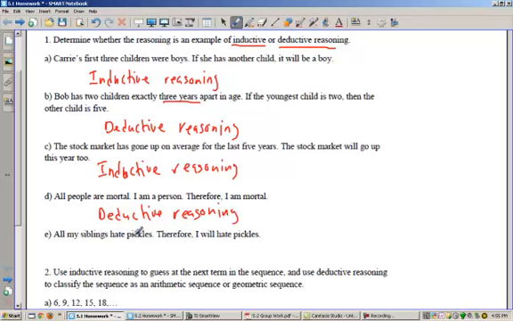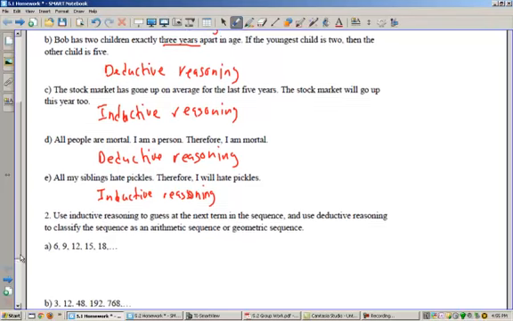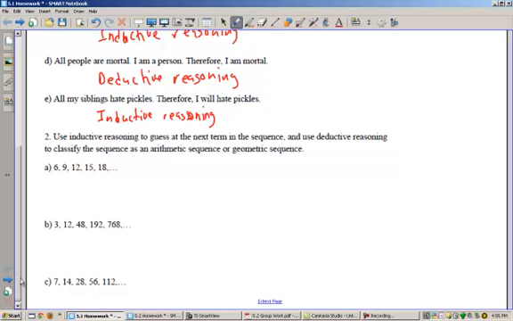And finally, part E, all my siblings hate pickles, therefore I will hate pickles. So this is actually an example of inductive reasoning. Again, just because everybody in your family hates something does not mean you're going to hate it too. And so again, you're going from these specific cases, your siblings, and you're concluding it for a general case, being you.